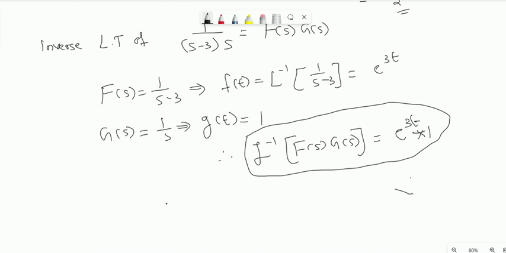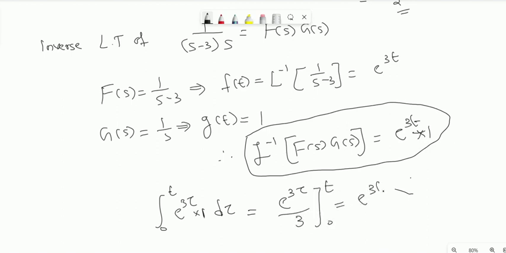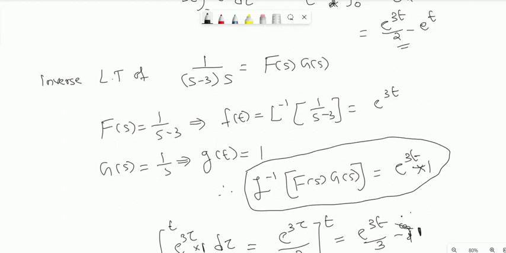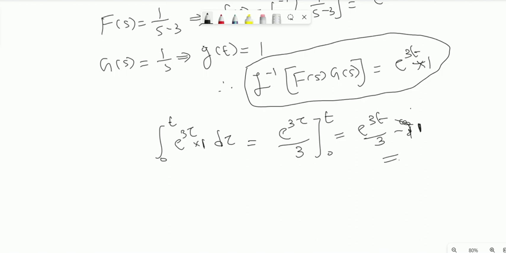Okay. This is equal to integral 0 to t e power 3 tau into 1 d tau. This one is g of t minus tau. g of t is 1, so g of x is also 1, g of anything is 1, g of t minus tau is 1. Okay, so e power 3 tau over 3, you get e power 3t over 3 minus 1. Okay, this is the function, the inverse transform of the given function. Okay, now this will be 1 minus 1 by 3.